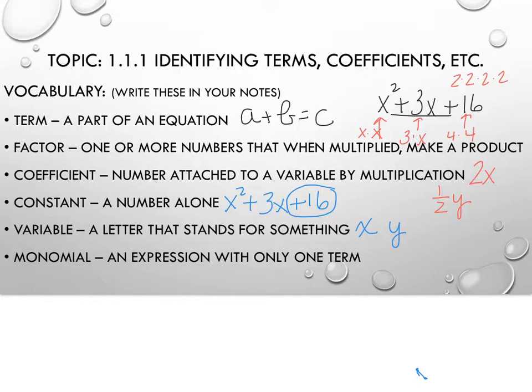And a monomial is an expression with only one term. So if I said something like that, it has 3 terms. Therefore, not a monomial. Something like that, 2x, is a monomial.